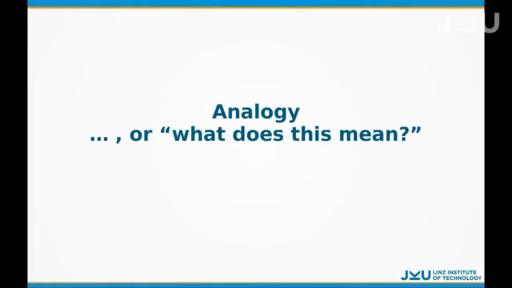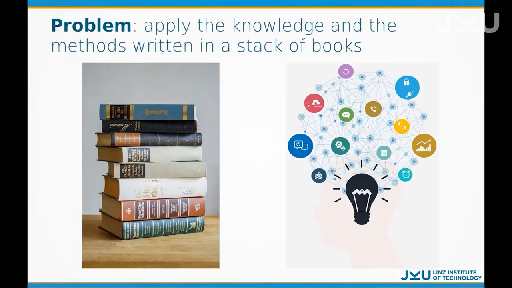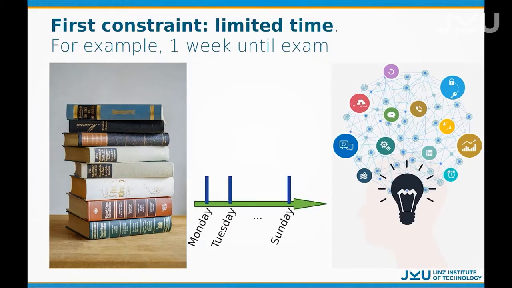I will start with this analogy, and you can imagine that you have a problem. The problem is you have a stack of books, and you need to learn it. You have, for example, an exam within 1 week. And you have two constraints. The first constraint is that you have limited time this week. You organize your days along an axis, a time axis, the green arrow. Monday, Tuesday until Sunday, next Monday is the exam. So this is your first constraint.